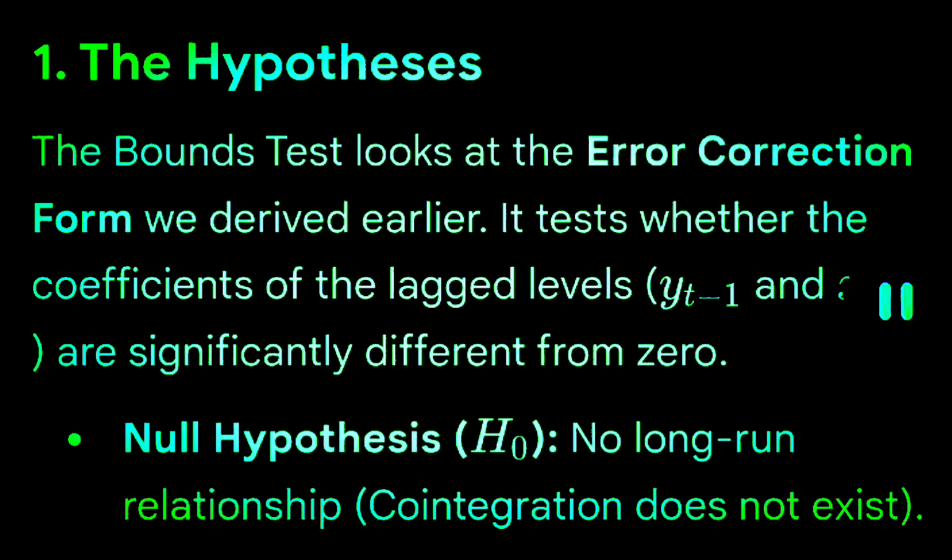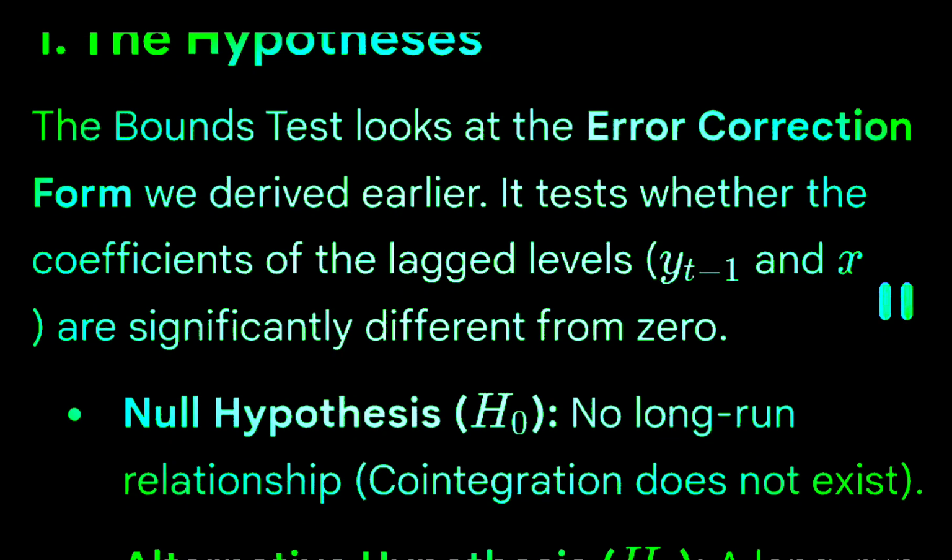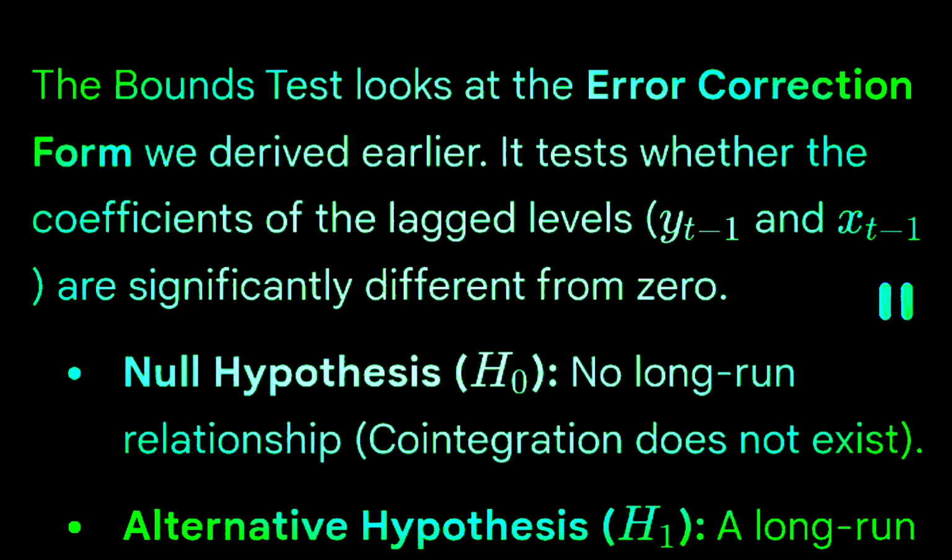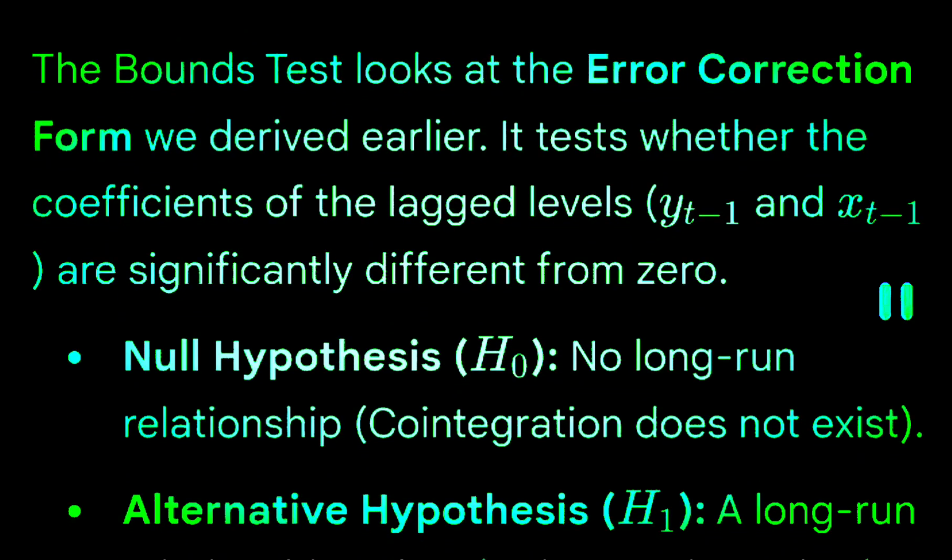The bounds test looks at the error correction form we derived earlier. It tests whether the coefficients of the lagged levels, y_t-1 and x_t-1, are significantly different from 0. Null hypothesis, H_0: no long-run relationship, cointegration does not exist. Alternative hypothesis, H_1: a long-run relationship exists, cointegration exists.